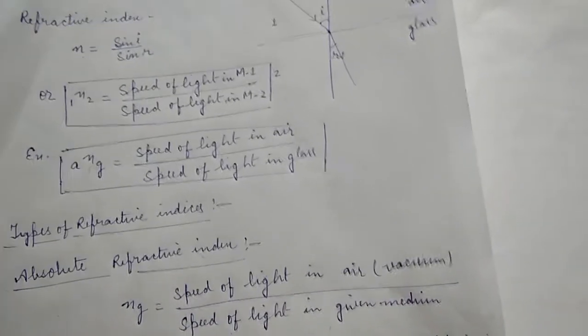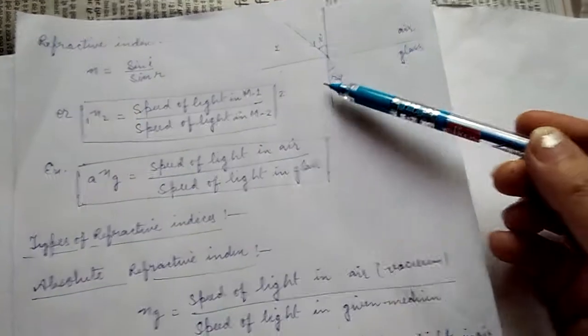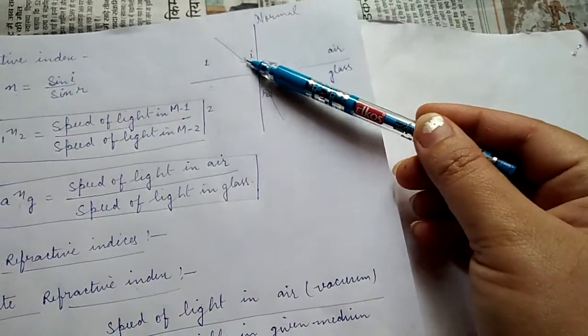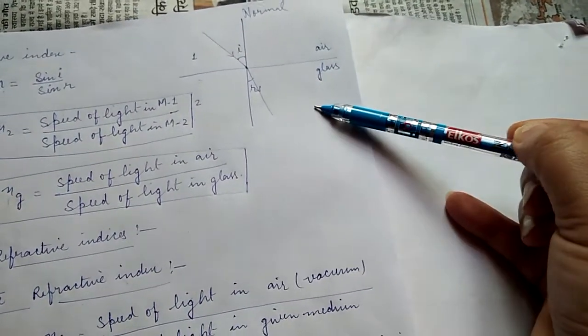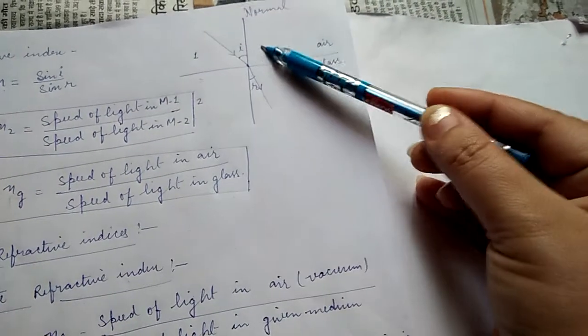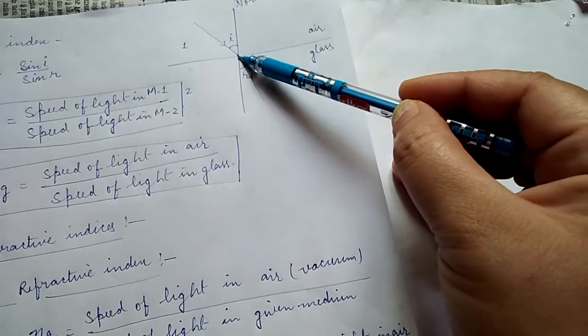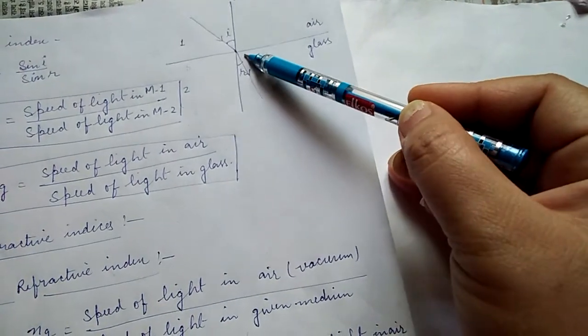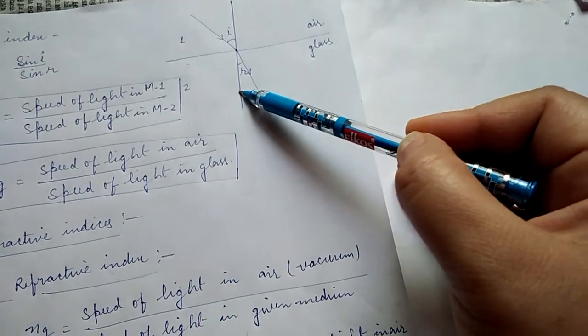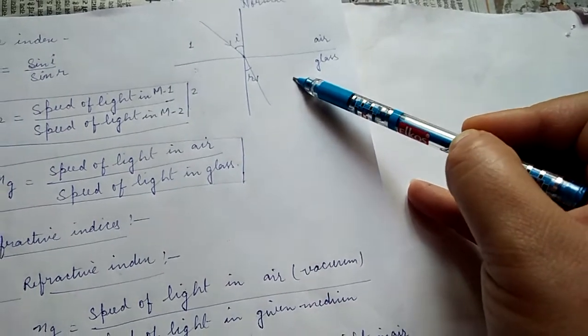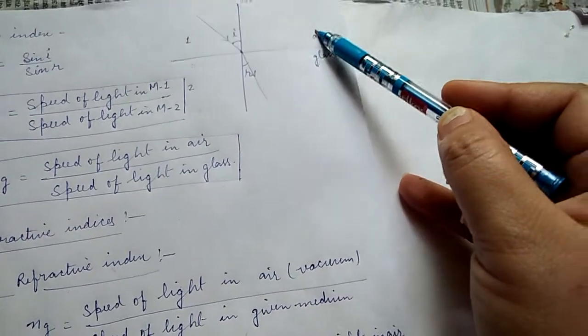Students, so here we will discuss something more about refractive index. So here you can see the light ray is coming from air and going to the glass. Therefore, this is the normal, and you can see when it is changing its medium of propagation, the light ray bends towards the normal because glass is optically denser than air.